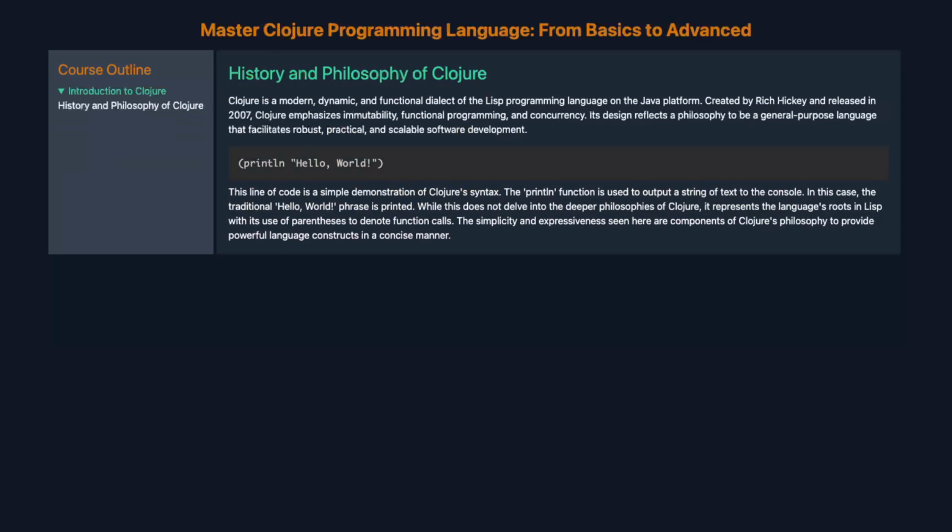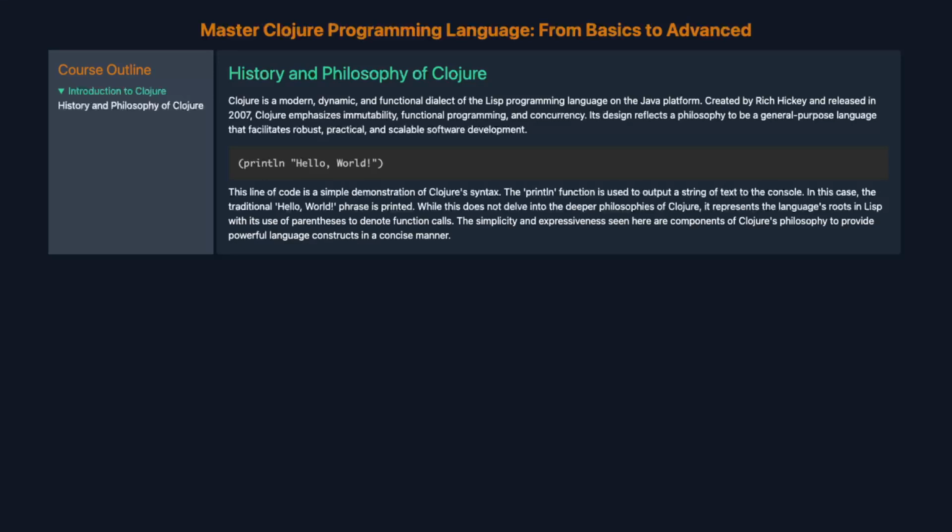History and Philosophy of Clojure. Clojure is a modern, dynamic, and functional dialect of the Lisp programming language on the Java platform. Created by Rich Hickey and released in 2007, Clojure emphasizes immutability, functional programming, and concurrency. Its design reflects a philosophy to be a general-purpose language that facilitates robust, practical, and scalable software development.